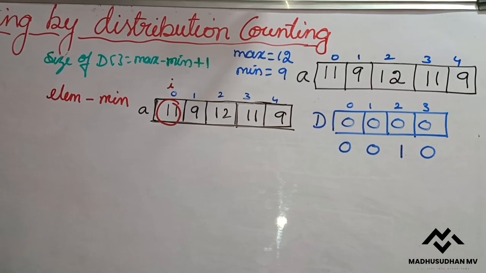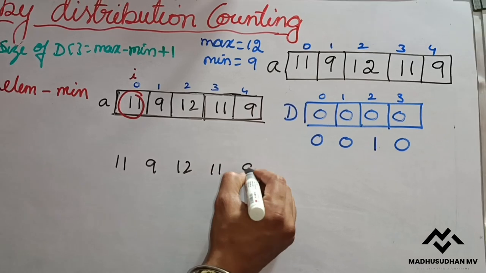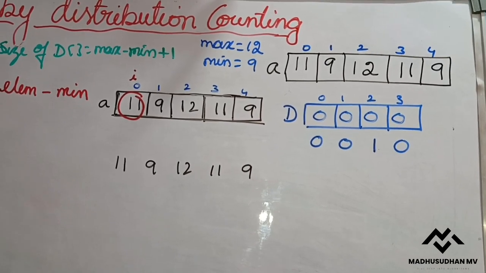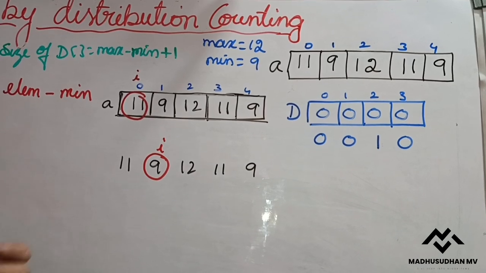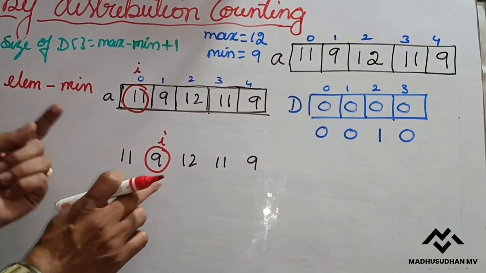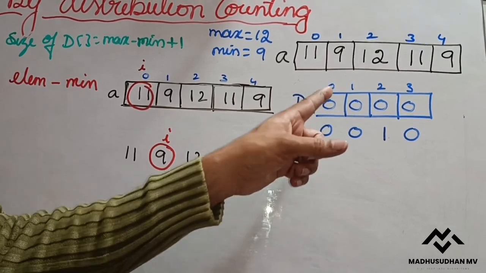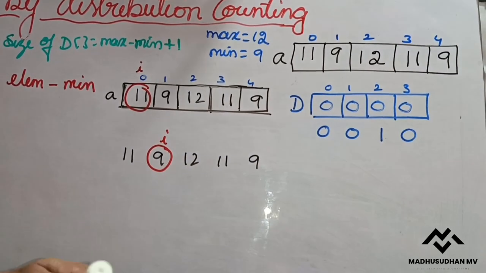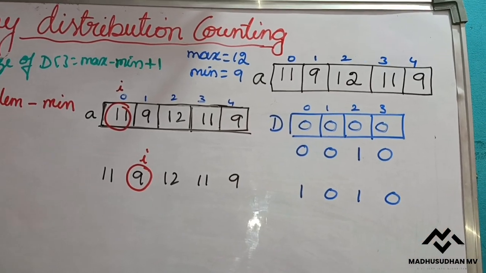Next, again I will rewrite: 11, 9, 12, 11, 9. Next, I will consider the next element. Now, this is my i. The element is 9, minimum is 9, 9 minus 9 is 0. Now you increment the 0th position. Right now it is 0, so incrementing it, this becomes 1. Remaining elements as they are.